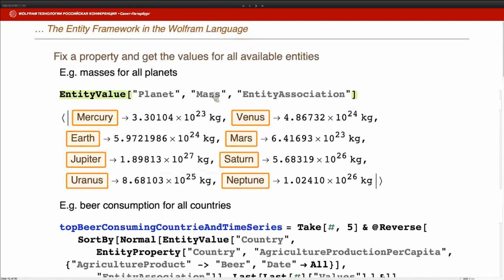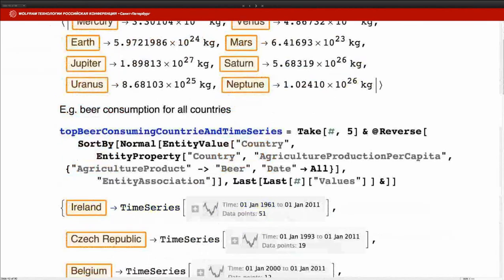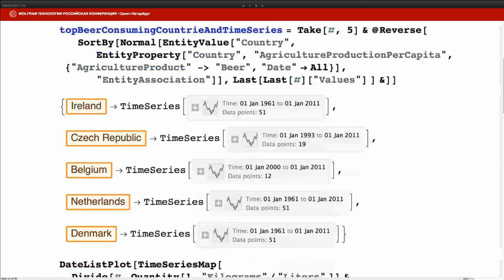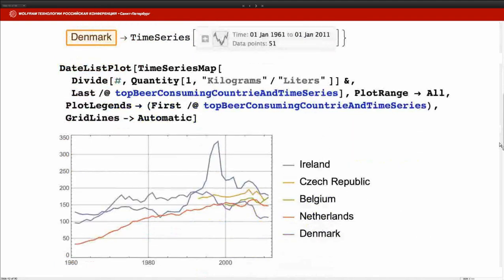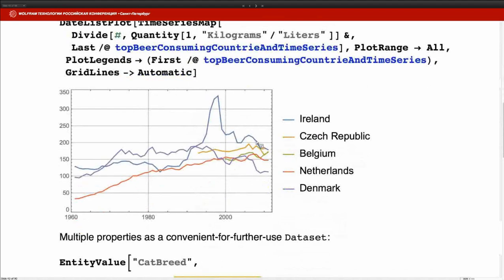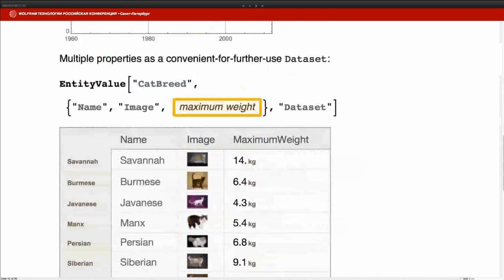Similar to property association, there's also this entity association, where say you want, for all planets, the mass and you want it nicely annotated. You say entity association, you get this nice table. Or a more complicated example where you get a time series. I want for the top countries how much beer they consume. And here is a graphic. We see Ireland wins, followed by the Czech Republic, Belgium, Netherlands, and Denmark.